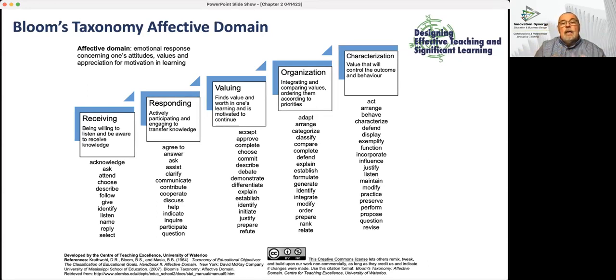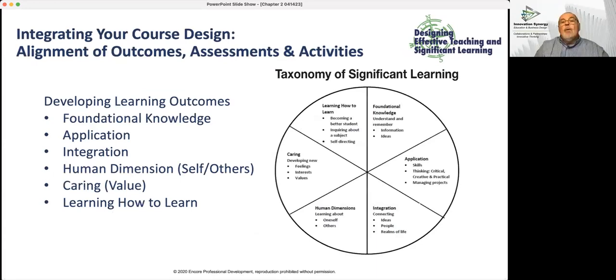It also gives you some verbs that go along with that in the affective domains that you can create. So you now have those 10 items, or 11 items, that you have from Bloom's side of it to be able to work together, or you have the 6 that you can use from Fink. So let's break those down. Again, foundational knowledge, application, integration, those are the cognitive side, the human dimension, the caring and valuing, and the learning how to learn are the affective side.